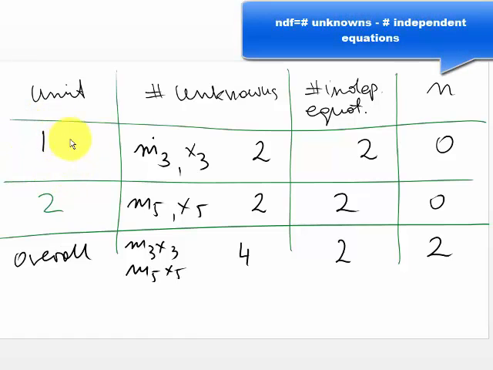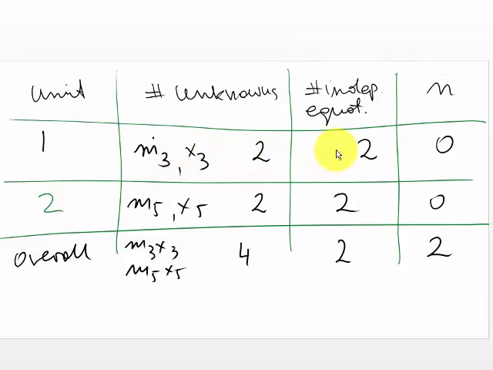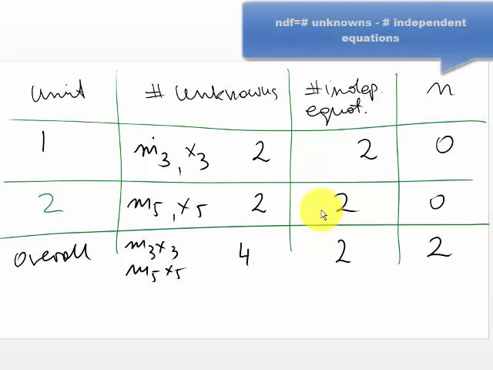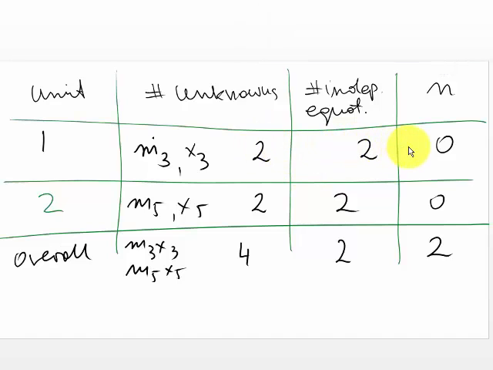For unit 1, we have two unknowns, M3 and X3, and the number of independent equations is 2. For the second column, we have two unknowns, M5 and X5, and two independent equations. Why? Because we have two components, cyclohexane and toluene. So N, which is equal to the number of unknowns minus the number of independent equations, is 2 minus 2, equal to 0 for column 1, and 2 minus 2 is also 0 for column 2.